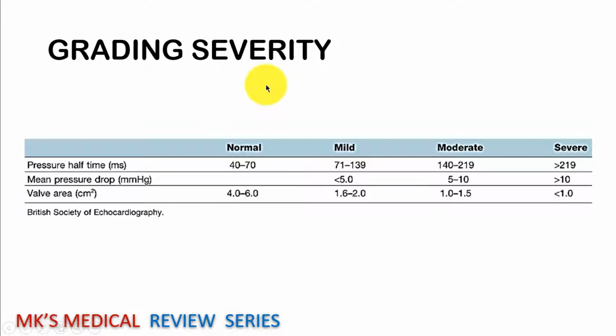So here's how we grade the severity. We use these parameters: the pressure half time, the mean pressure drop, and of course the valve area. For your level, I want you to focus on the valve area. Normally the valve area is between 4 to 6 centimeters squared. Mild is between 1.6 to 2 centimeters squared. Moderate is 1.0 to 1.5, and severe is less than 1. Then we refer to that as severe mitral stenosis. Of course you have other parameters such as the pressure half time and the mean pressure drop, but I'm not going to bother you over that. For now, I just want you to know about the valve area.